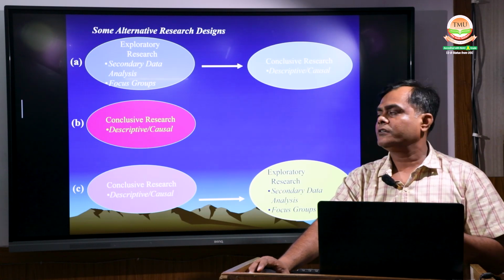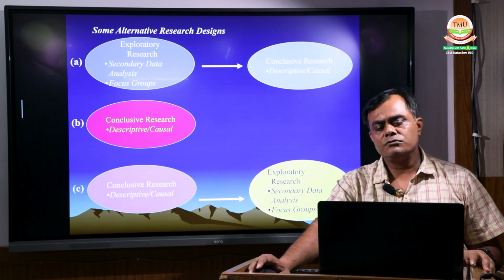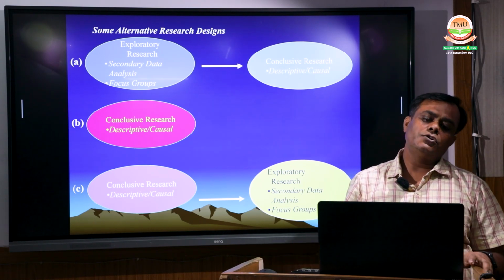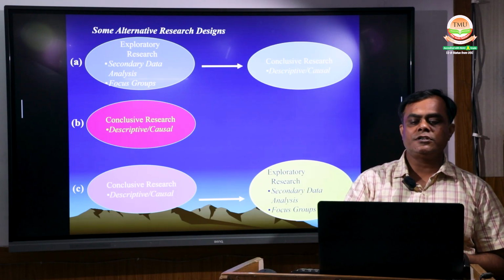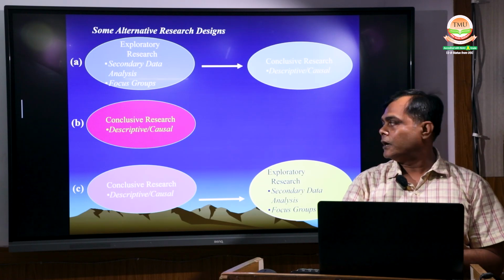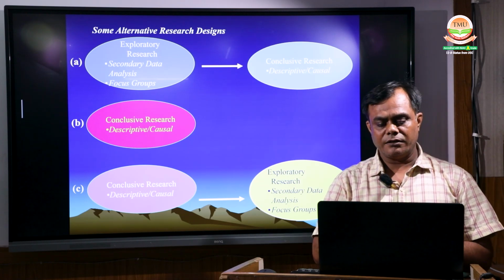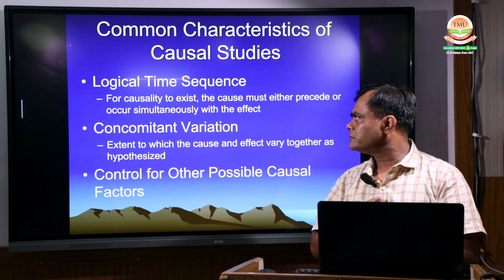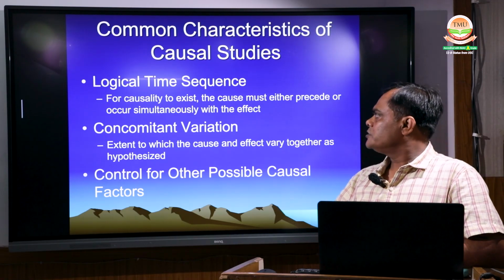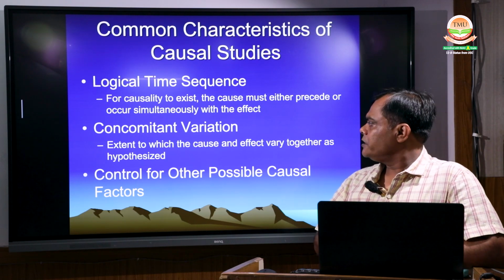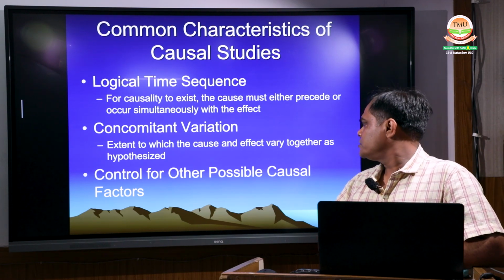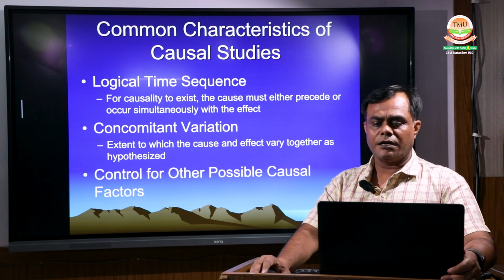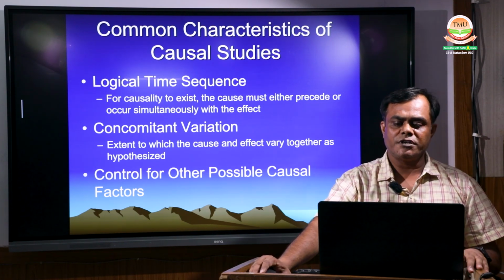So the third type is causal, or the hypothesis testing, or the experimental research design. These are considered in the same category. Common characteristics of causal research: logical time sequence, concomitant variables, and the control of other possible causal factors.